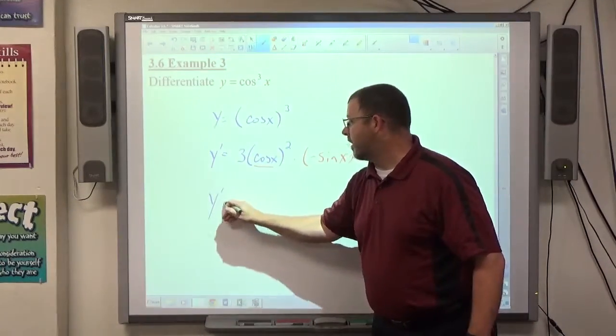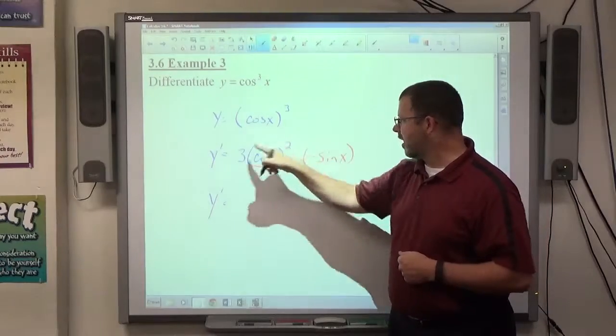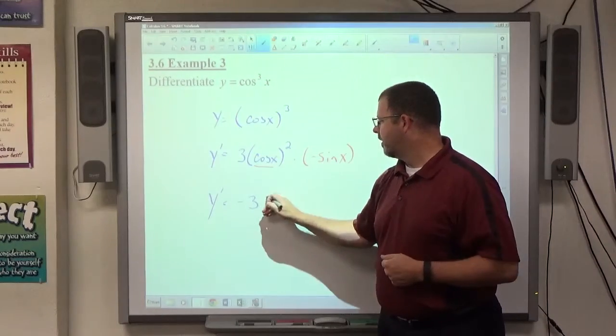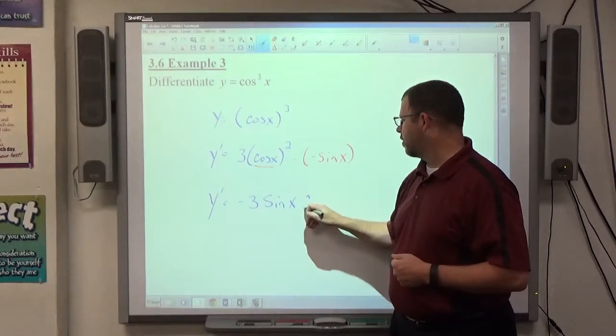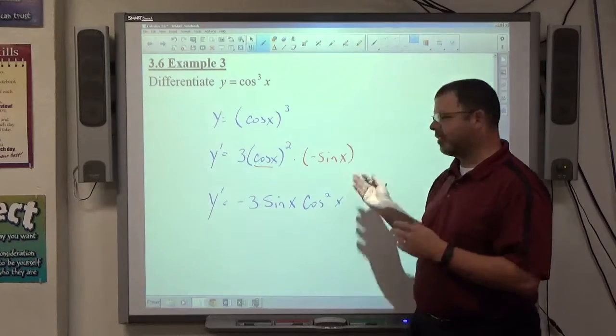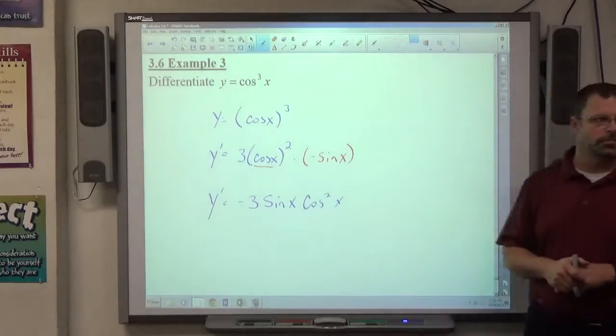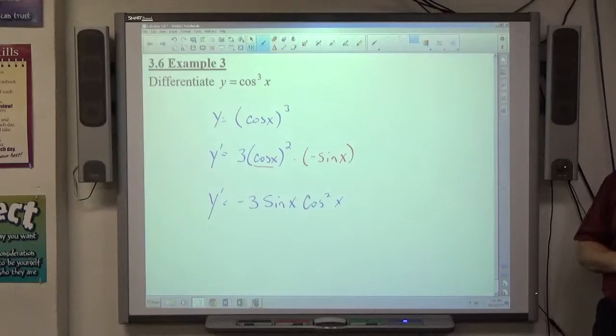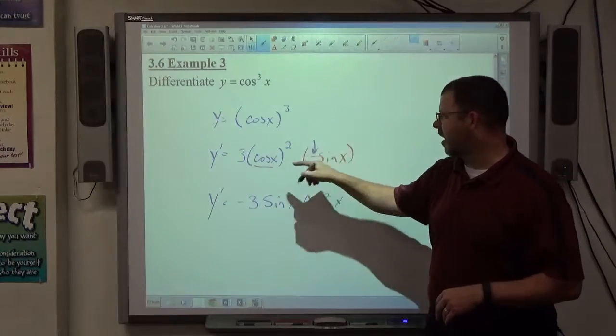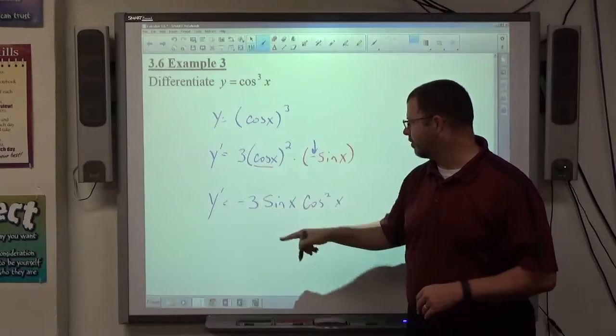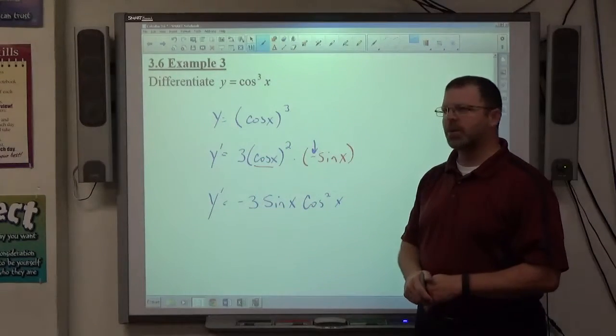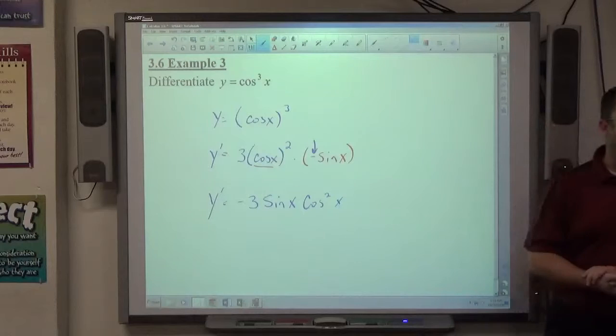If I simplify this, making it look as pretty as possible, the minus sign goes in front of the 3. Maybe sine of x goes first, cosine squared x goes second, or vice versa. Simplifying, that's just a matter of rearranging things a little bit. You always want minuses in front. I always like numbers in front too, so minus 3 goes in front. Cosine squared, sine, cosine squared, take your pick on the order of those things.